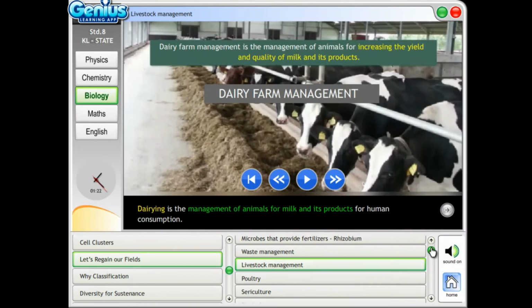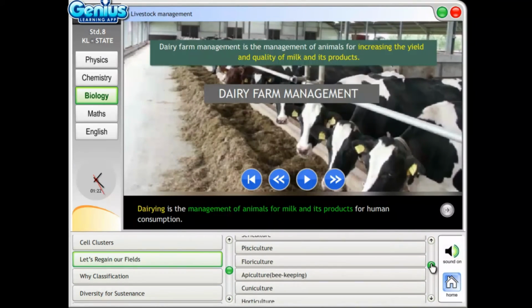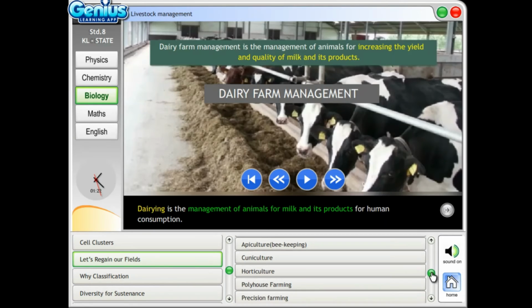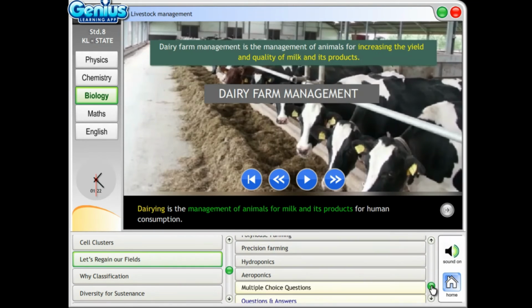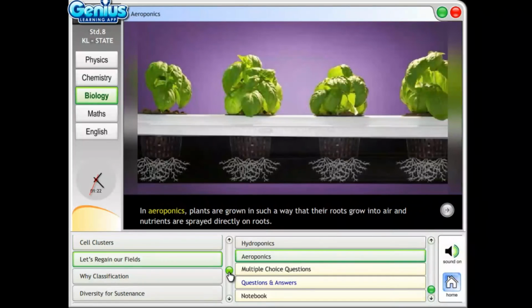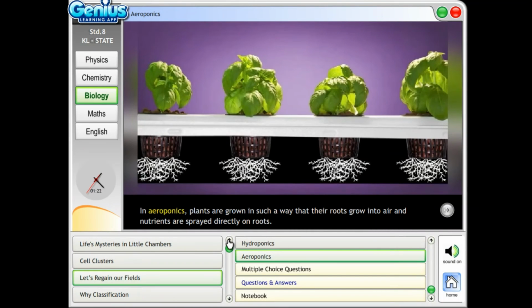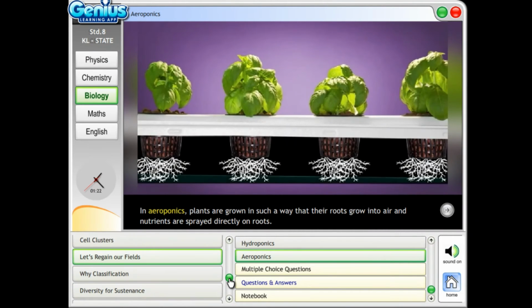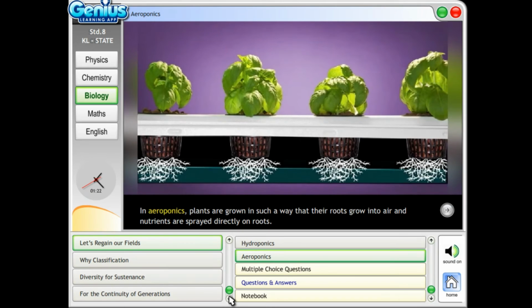Dairy farm management. Dairying is the management of animals for milk and its products for human consumption. Aeroponics. In aeroponics, plants are grown in such a way that their roots grow into air, and nutrients are sprayed directly on the roots.